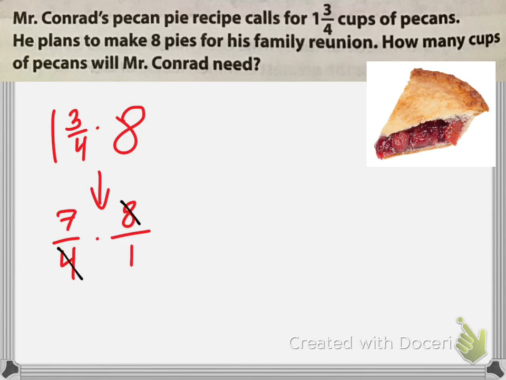4 and 8. Yeah, they're both divisible by 4. There we go. I multiply them. I across multiply. We know I simplified. 1 times 1 is 1. 7 times 2 is 14. Anything over 1, I don't care. So I just get 14.